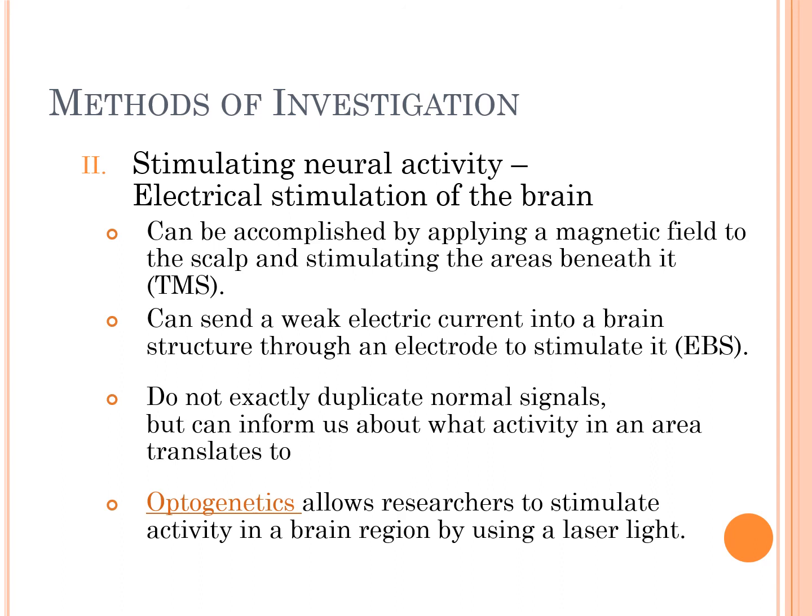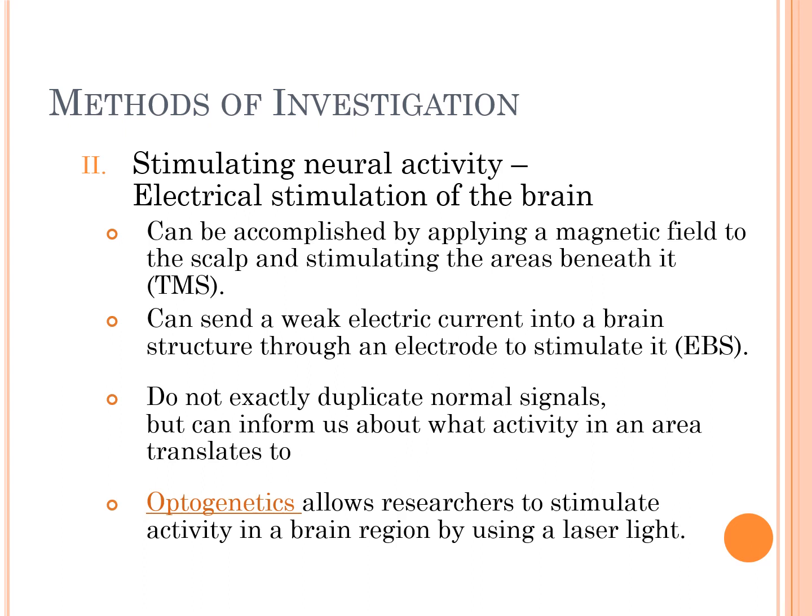So in the transcranial magnetic stimulation, remember that's at the level of the cerebral cortex. And in order to get to some of those subcortical structures, we can also send a weak electric current into a brain structure through an electrode to stimulate that area, sometimes called electrical brain stimulation, or EBS, sometimes called deep brain stimulation, or DBS.